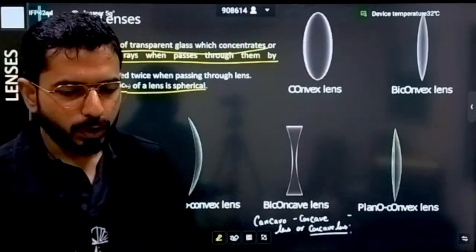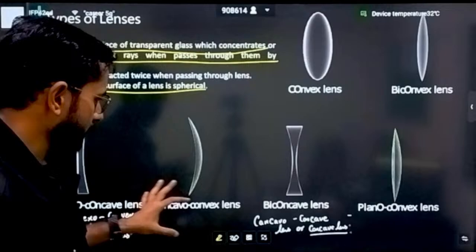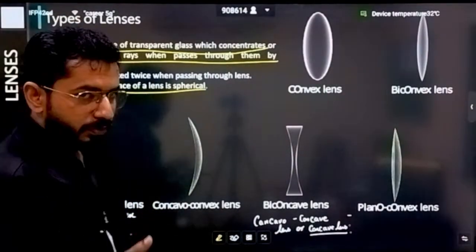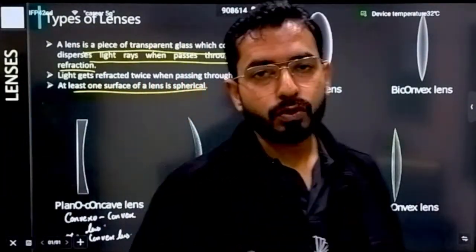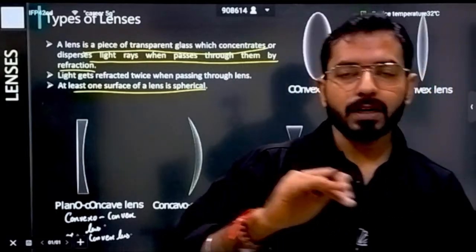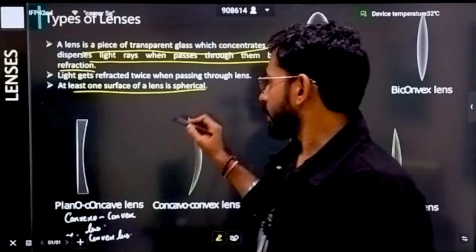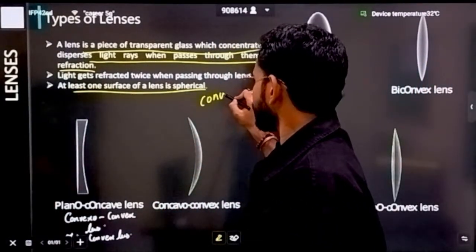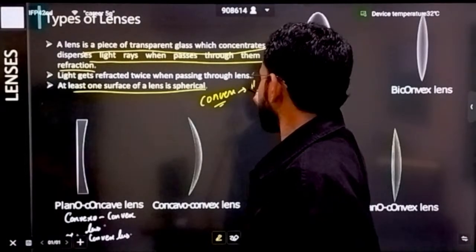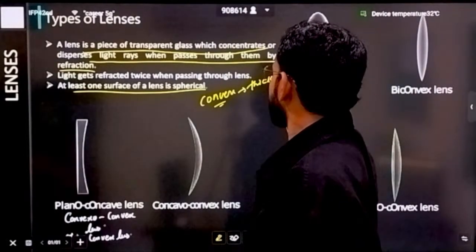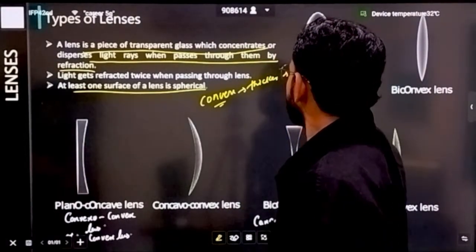Okay, so what are the important things that I had to tell you is, for differentiating just by looking at the shape, how you can differentiate between a concave lens and a convex lens is what? Convex lens is always thicker from the middle.